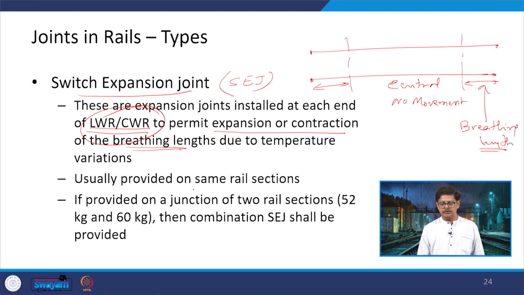These are usually provided on the same rail sections. If it is provided on the junction of two rail sections, that is, as I said, 52 kg and 60 kg, then the combination SEJ has to be provided.